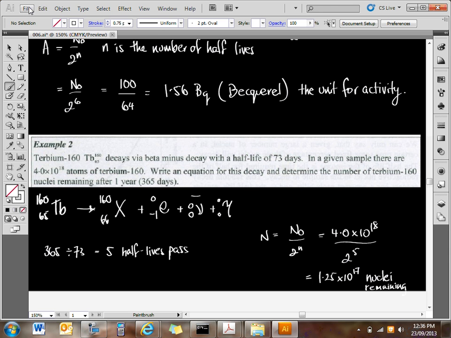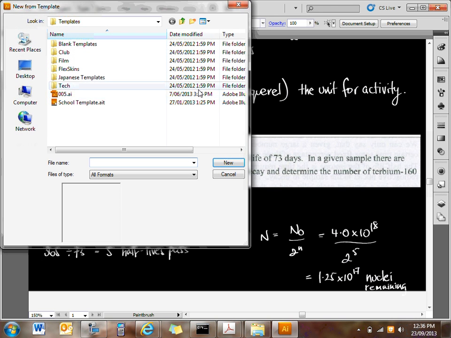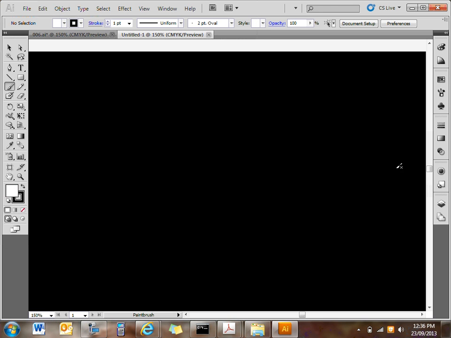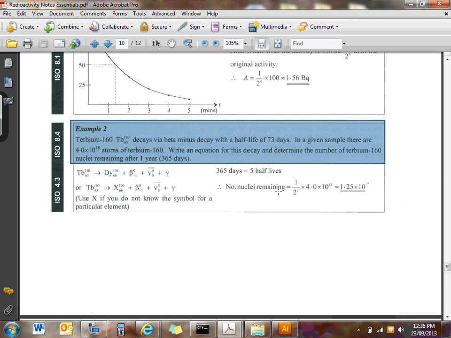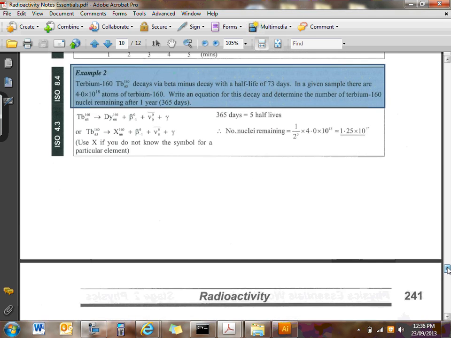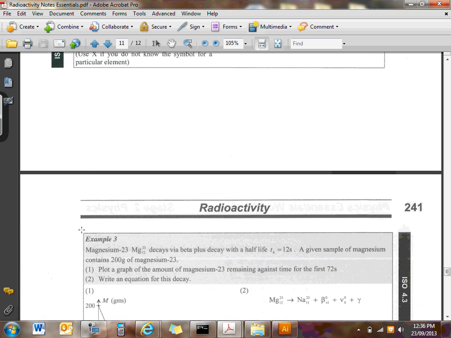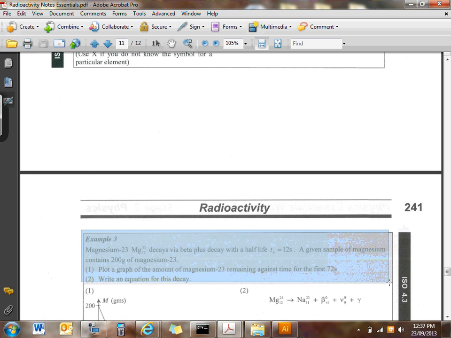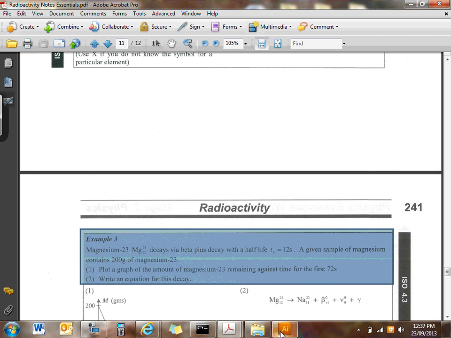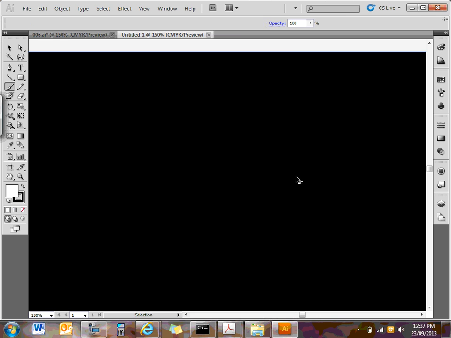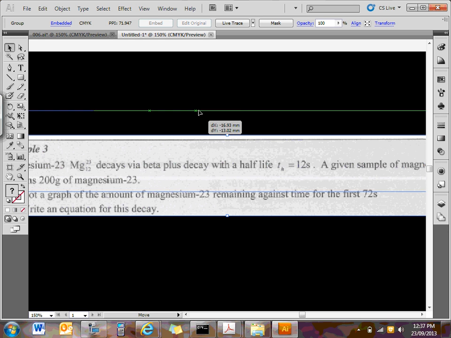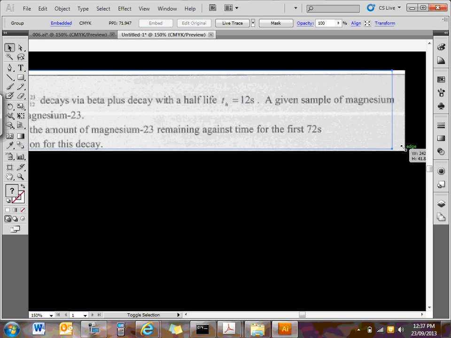Okay. One more question from our text. This one you need to draw a graph. Once again, I'll give you a couple of minutes to have a go at it yourself, and then I'll have a go at it.